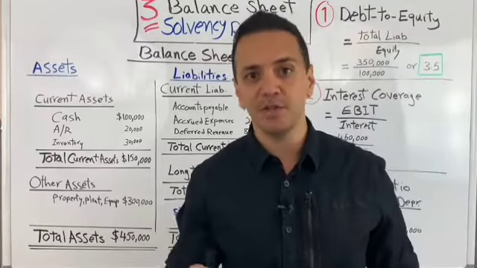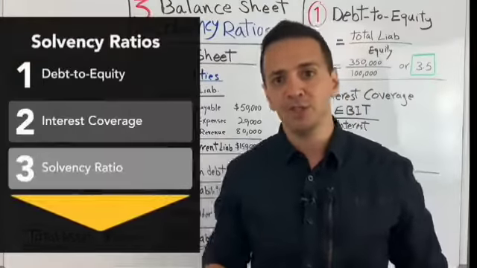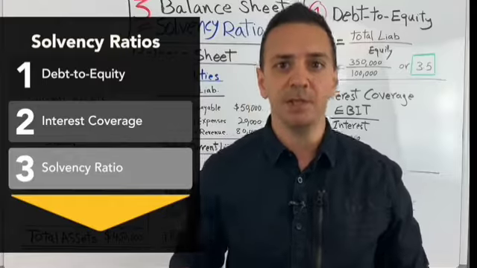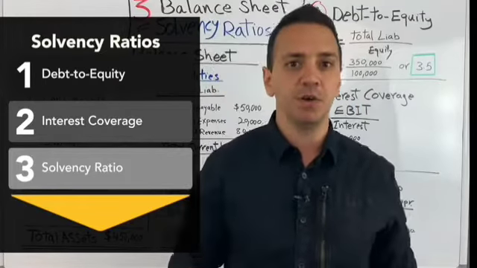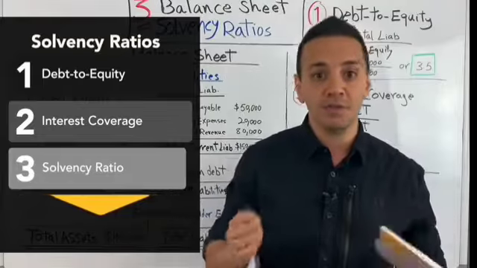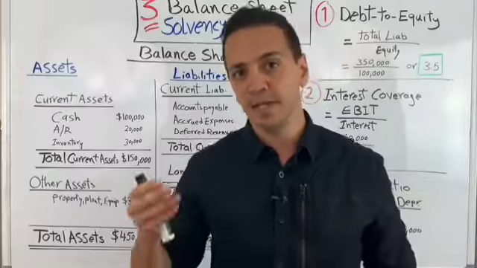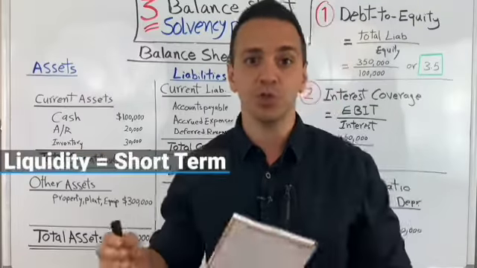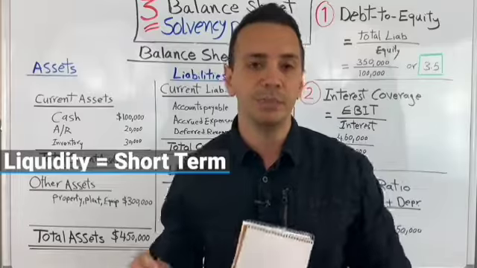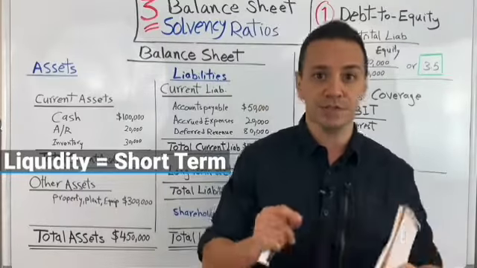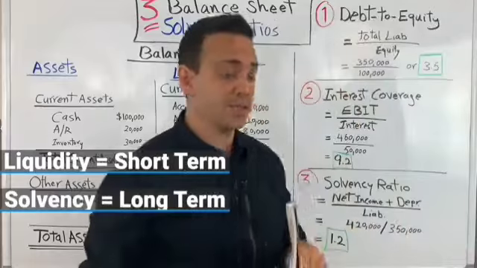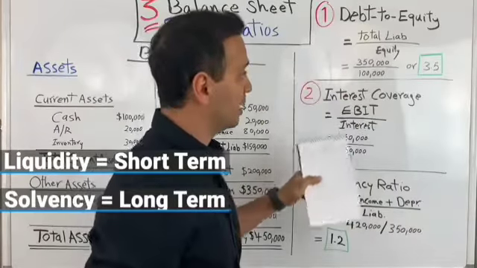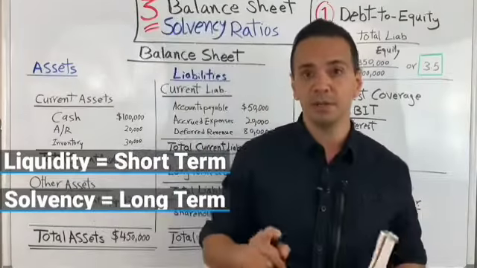Today we're discussing solvency ratios, and these are balance sheet metrics that measure the company's ability to meet its long-term obligations. If you've seen my previous video on liquidity ratios, the difference between liquidity and solvency is that liquidity generally refers to short-term, so that's the ability of the company to meet its short-term obligations, versus solvency. Here today we're discussing these three metrics or KPIs that measure the company's ability to meet its long-term obligations.